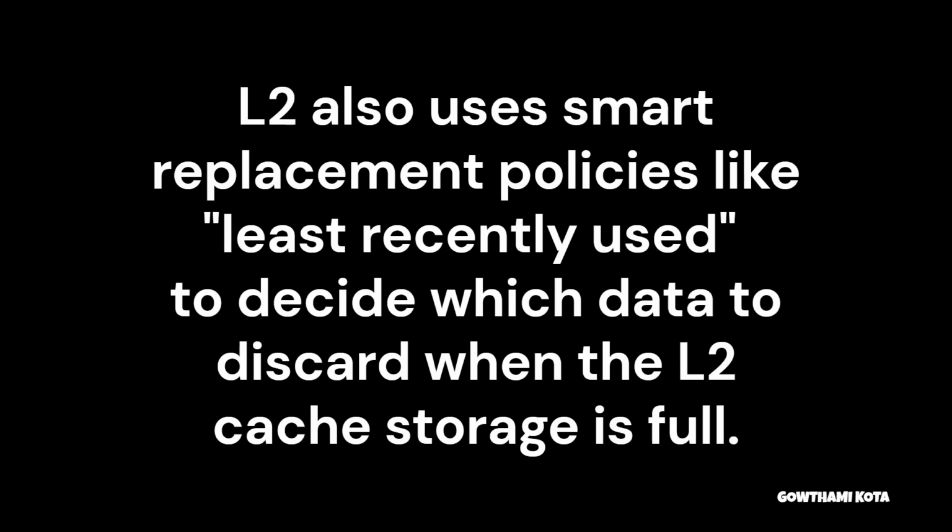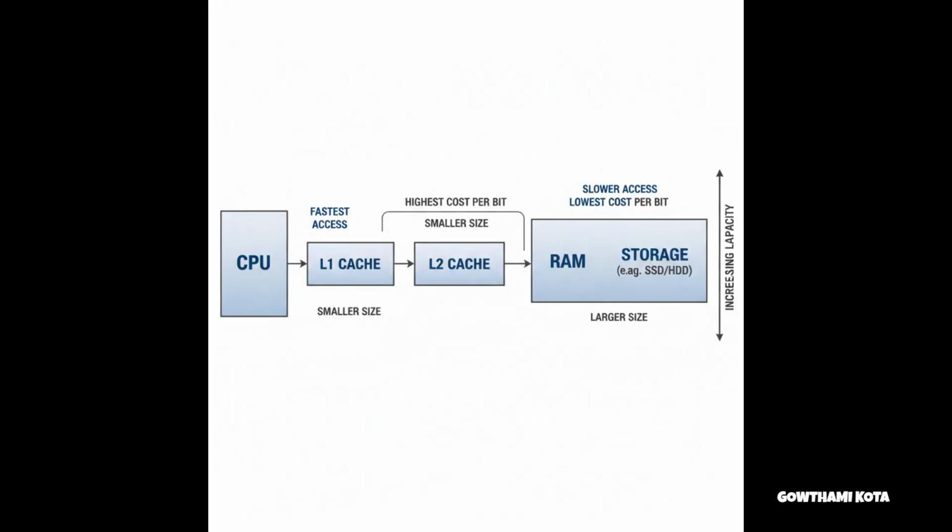L2 also uses smart replacement policies like least recently used to decide which data to discard when the L2 cache storage is full. Combined L1 and L2 caches deliver a hit rate of 99% or higher, meaning the CPU rarely needs to touch the slow RAM to get the data it needs.